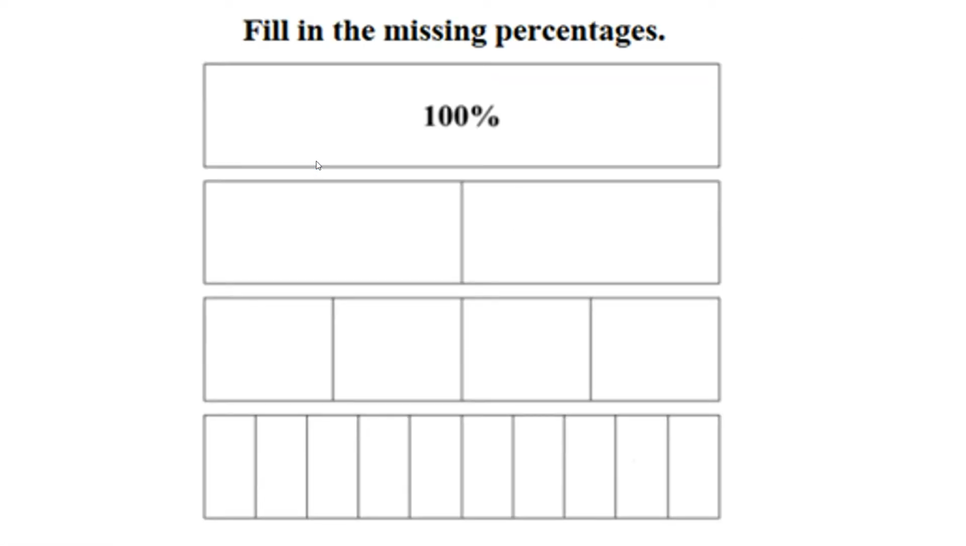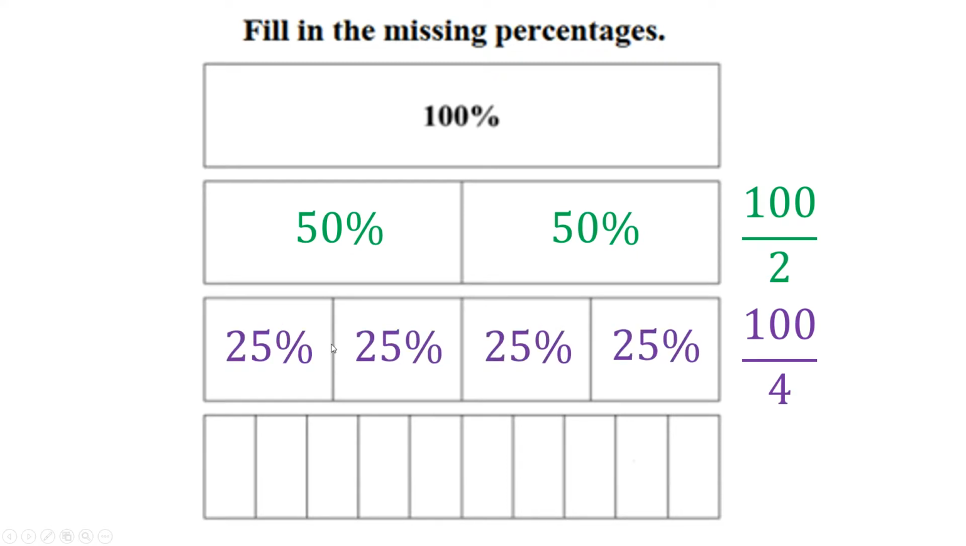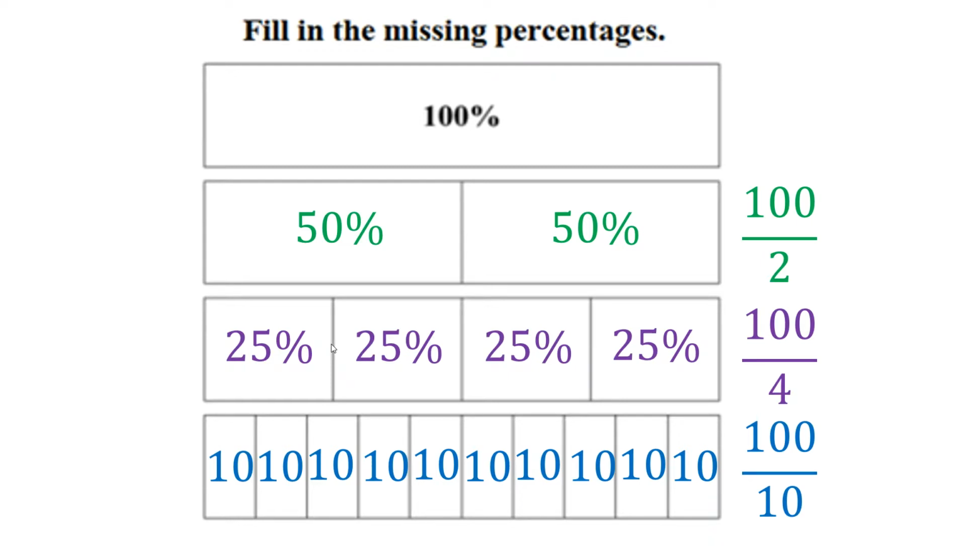And then we're going to be looking at the right side. So 100% is a whole. What's half of 100%? Well, 100 divided into 2 equal pieces would be 50%. And what is 100 split into 4 equal pieces? Or 50% divided in half is 25% each. And the last one here is 10 equal pieces. So 100 split into 10 equal parts would be 10%.